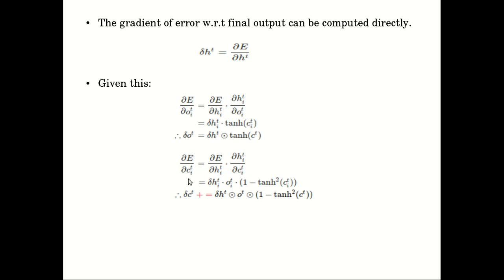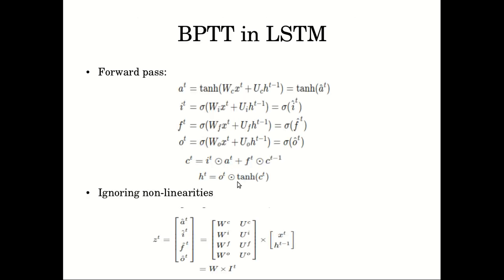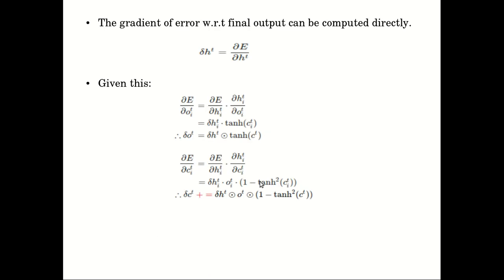Now for CiT, again it is the derivative of E with respect to HiT times the derivative of HiT with respect to CiT. So from this equation we can observe that it involves the derivative of tanh of CT, and the derivative of tanh x is 1 minus tanh squared x. So it is OiT, which is a constant with respect to CiT, OiT times 1 minus tanh squared CiT. So this is the gradient for CT, the cell state, the i corresponding to one particular neuron, and without i it is for the whole layer.